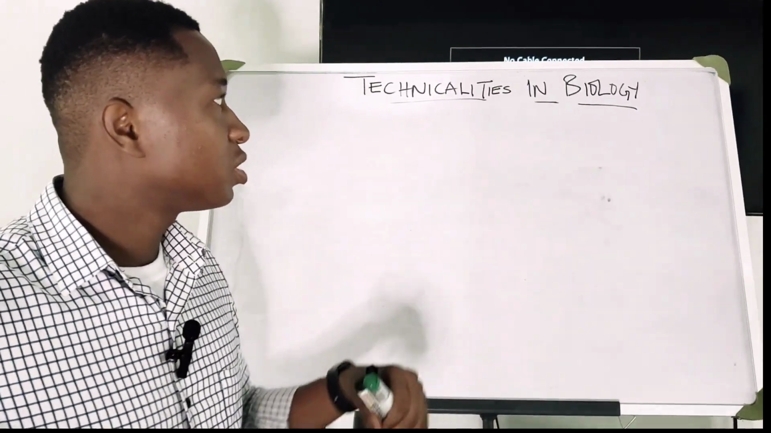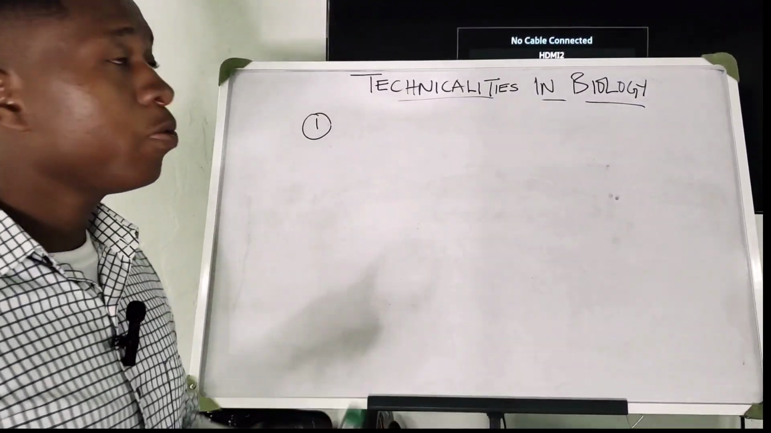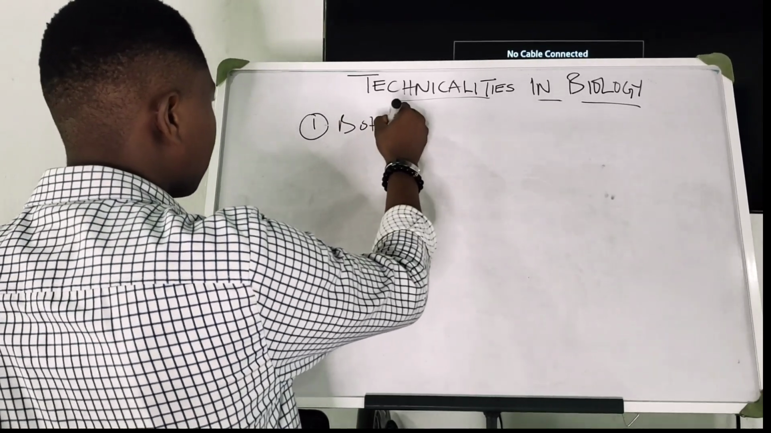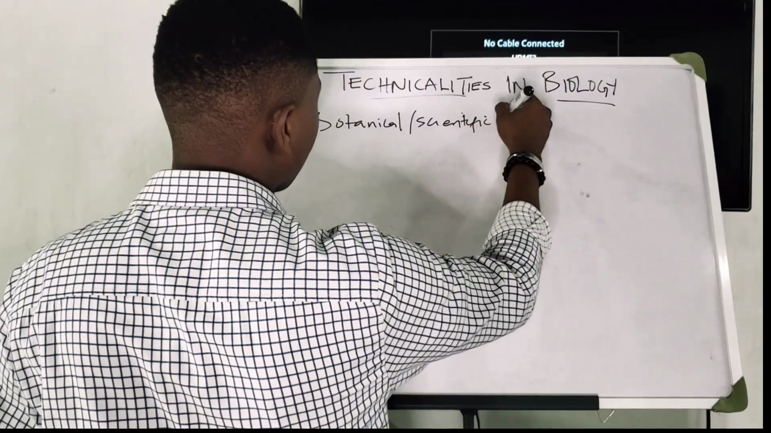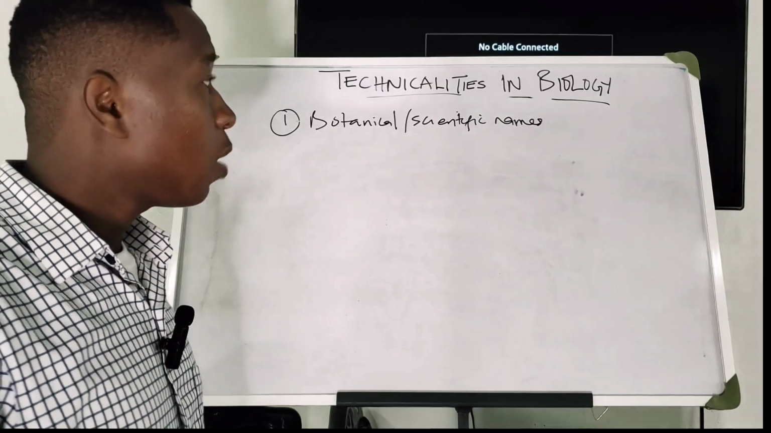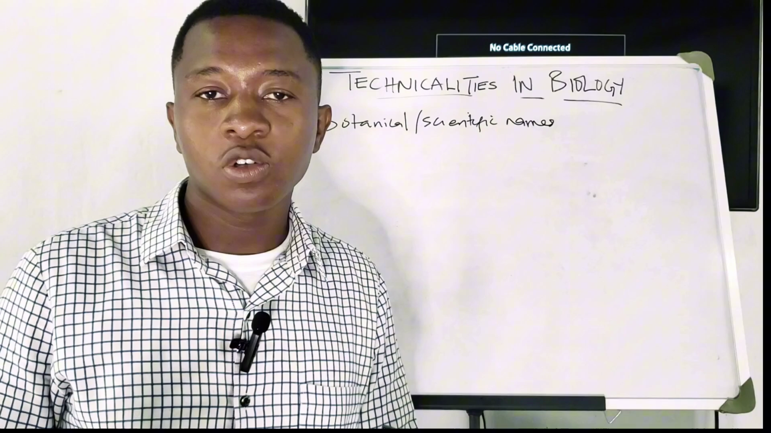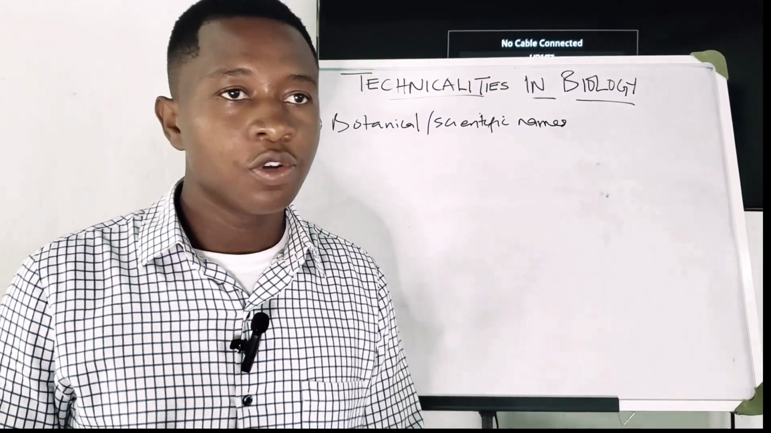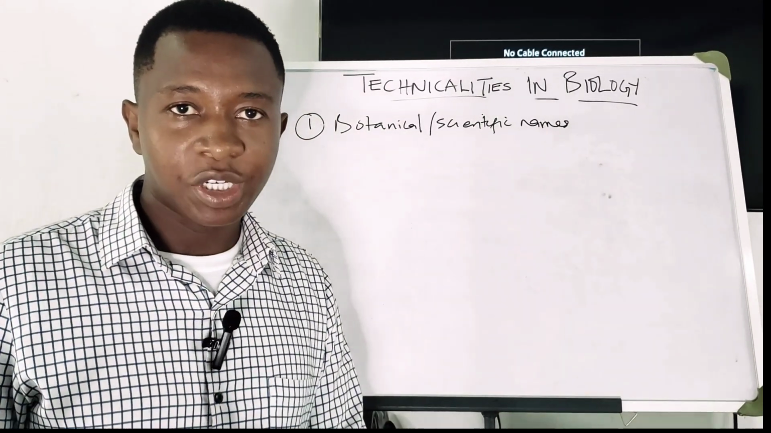So we are going to start from the first one. The first one we'll be looking out for is the botanical and scientific names. Botanical and scientific names are very important. When writing botanical and scientific names, you know that the names are written in genus and species form. So you have to write the genus name starting with a capital letter, and the species has to start with a small letter.